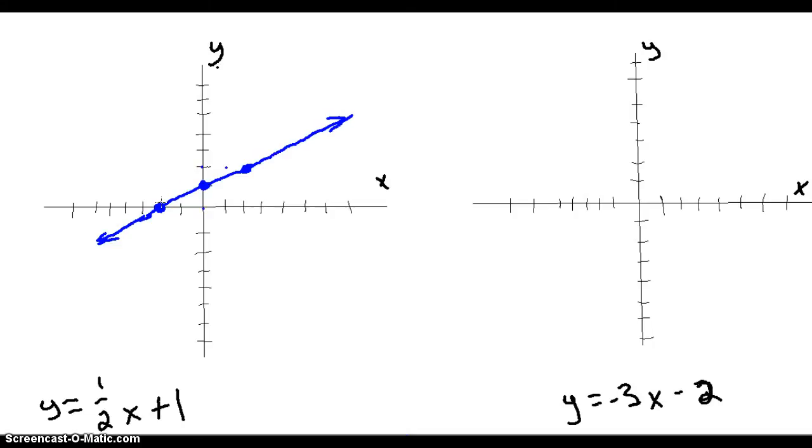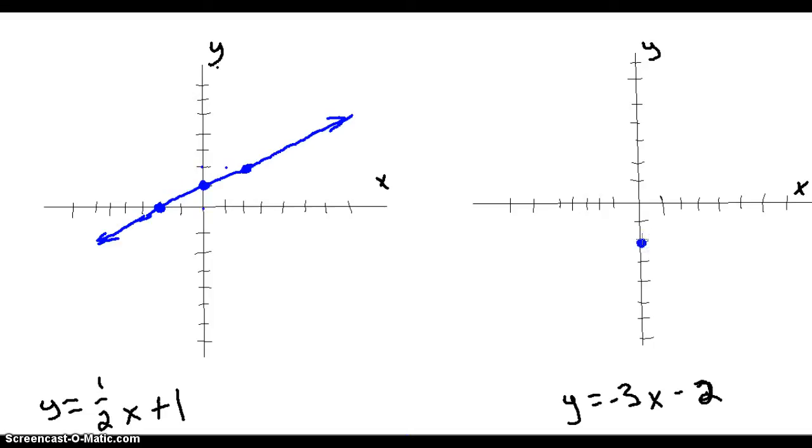Now let's take a look over here at this other line, y equals negative 3x minus 2. So again, we notice that the b is negative 2. So that means our y-intercept is going to be down here at negative 2. So we're going to go (0, -2). Let's plot that point first.